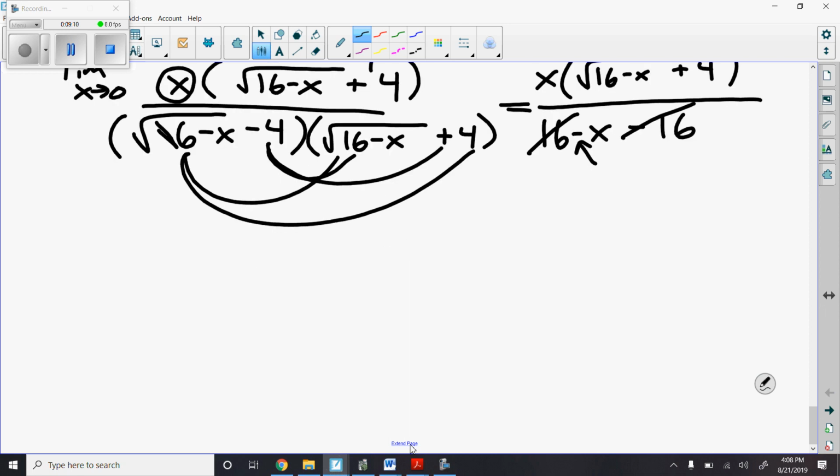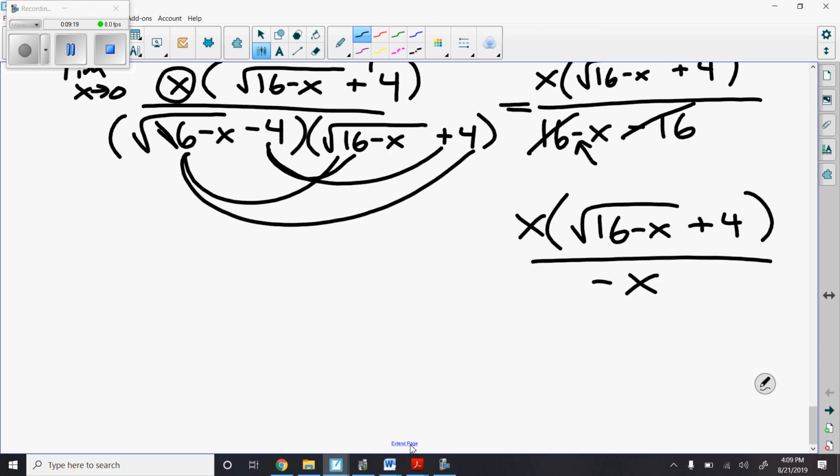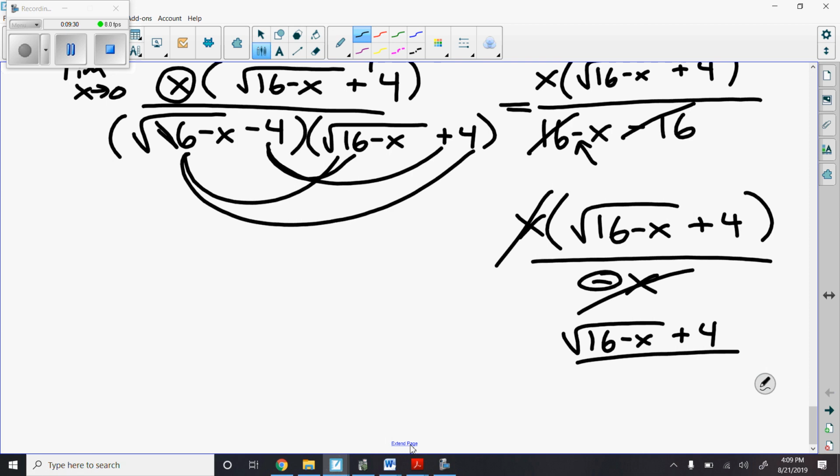So what I'm left with then is x parentheses root 16 minus x plus 4 over negative x. Well, now I can cancel the x here and the x here. So now I've got root 16 minus x plus 4 over, again, I don't want to forget about this, negative 1. And again, I'm performing a limit here. After I cancel, I want to plug in 0. When I plug in 0, I get 16 minus 0 is 16. Square root of 16 is 4. 4 plus 4 is 8. And I got 8 divided by negative 1, which equals negative 8.